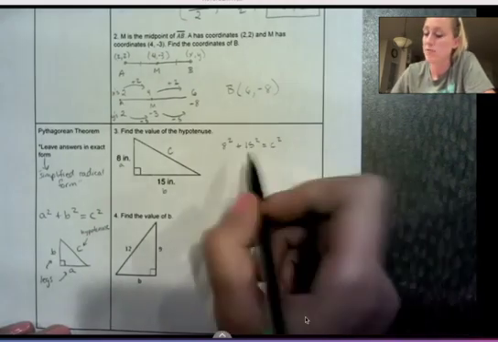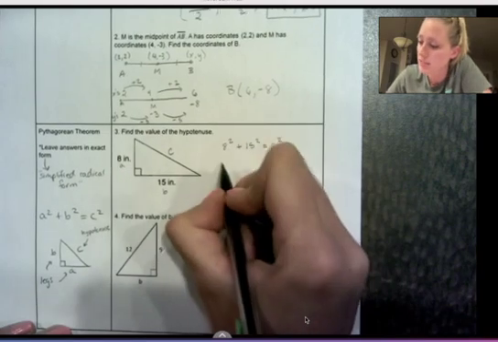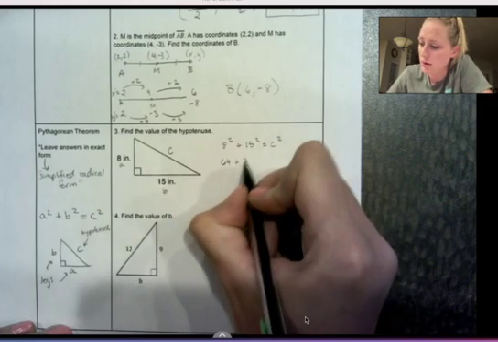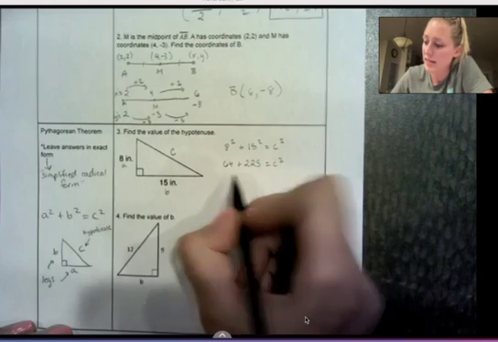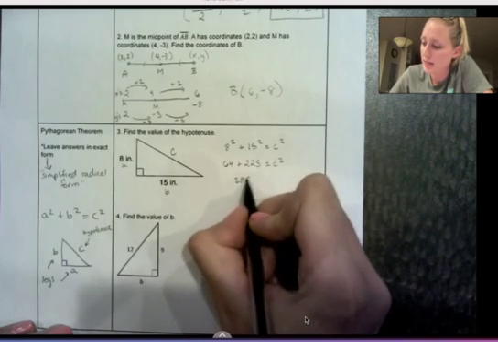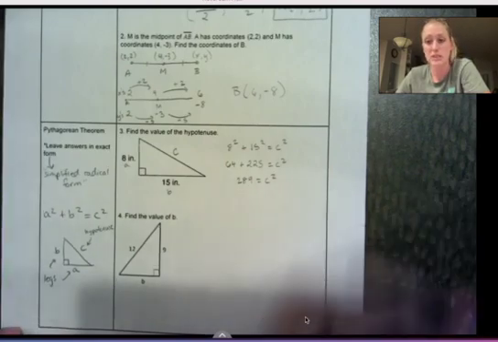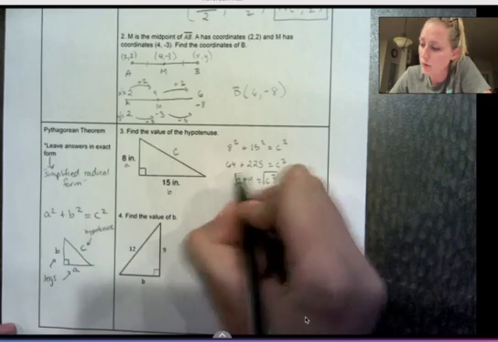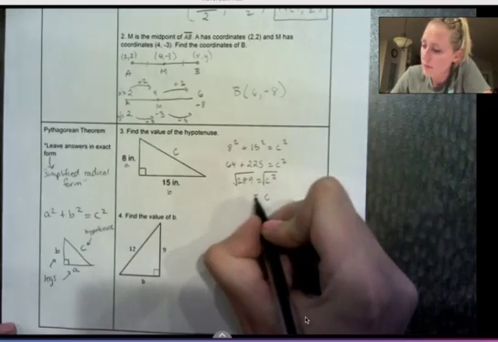Okay? Follow order of operations, so do the exponents first before adding. So 8 squared is 64, 15 squared is 225. Now I can add, and I get 289. So I don't want to know what C squared is, I want to know what C is. So to undo squaring, we're going to take the square root of both sides. So square root and squaring cancel, and I get C by itself.